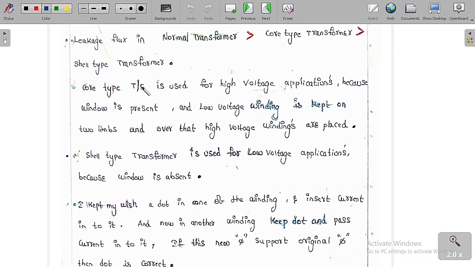So more is the leakage flux, less is the power transfer between the coils. So we can say simply the leakage flux in the normal transformer is very high when compared to the core type transformer. It is very high when compared to the shell type transformer.